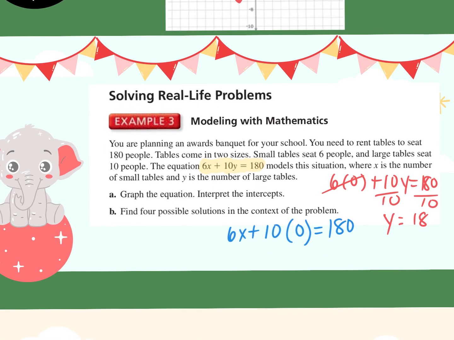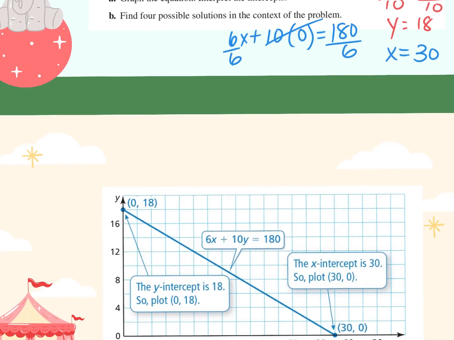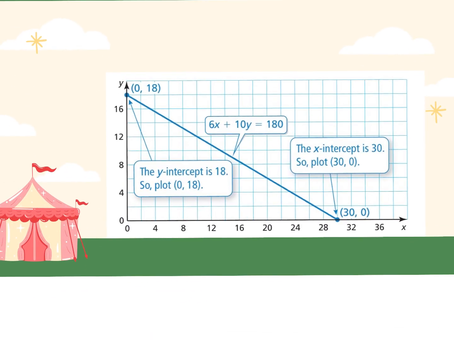All right. 10 times 0 goes away, and I have 6x equals 180. If I divide by 6 on both sides, 18 divided by 6 is 3. So 180 divided by 6 is going to be 30, right? So my x-intercept is at 30, my y-intercept is at 18. Those are kind of big numbers, and I'll show you that they've already graphed it for you. They went by 2s instead of 1s on the x and y axis.